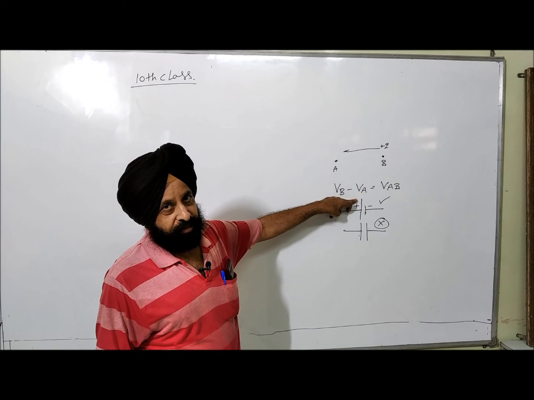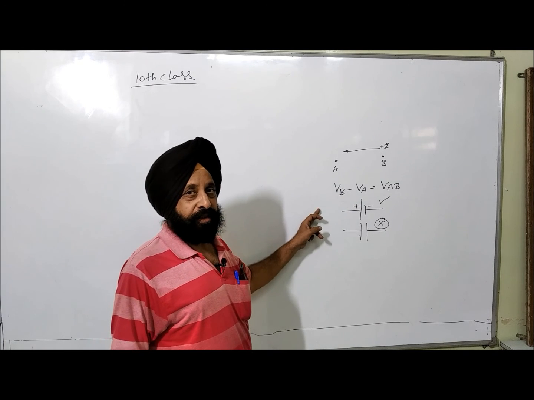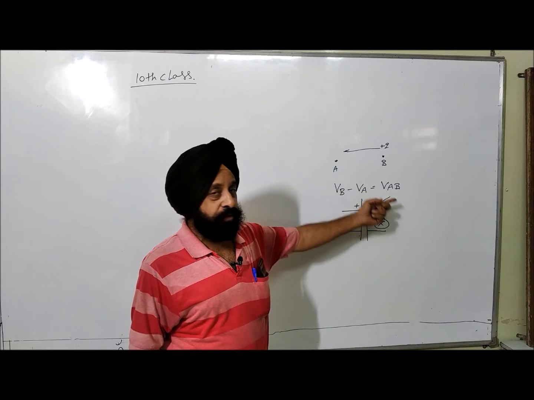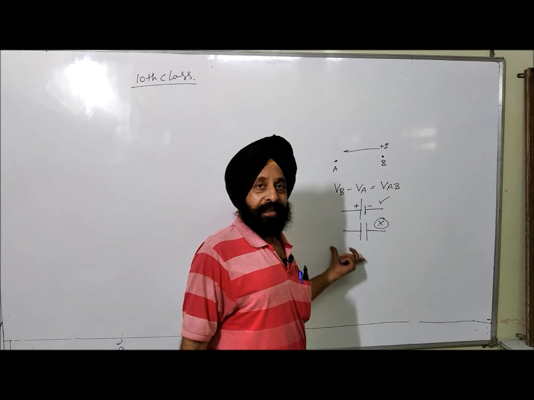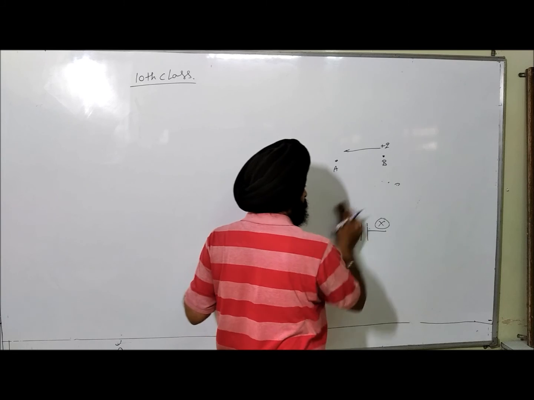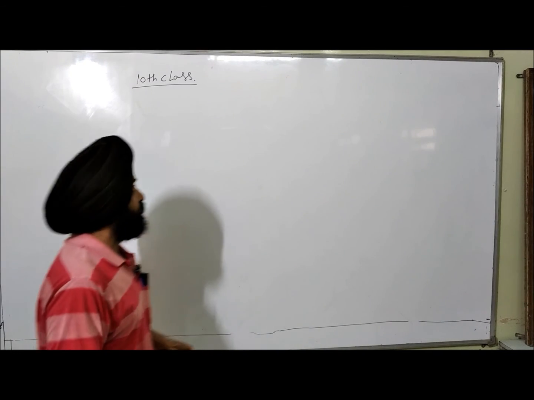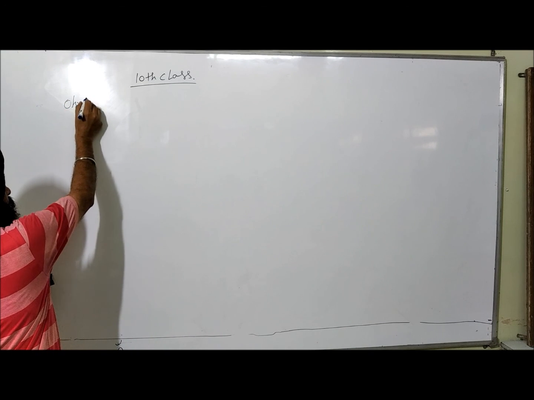electric charge. Electric charge is basically the free electrons flowing from higher potential to lower potential. That is called the electric current. On this basis there is Ohm's law, which was given by Ohm. That is called Ohm's law.